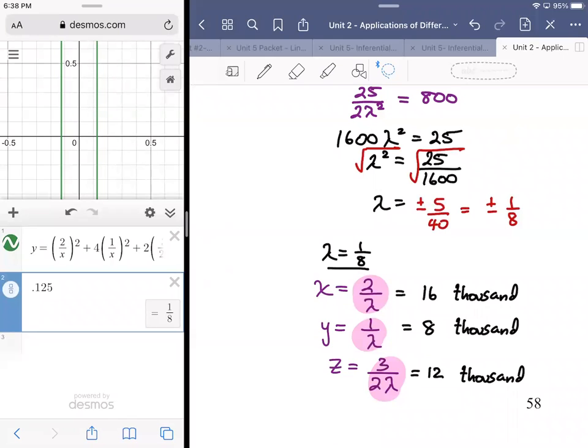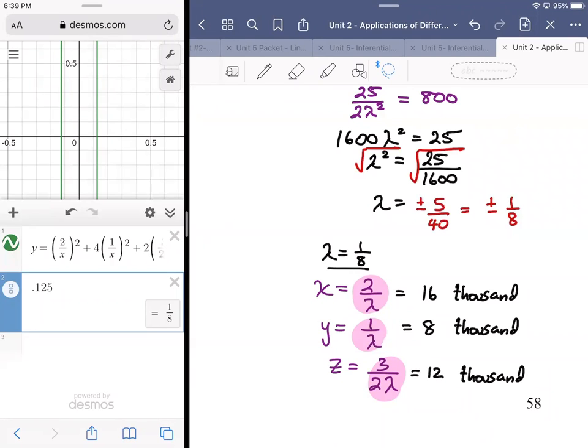Like we're assuming, okay, it's a company that's producing widgets or whatever it is, objects. We don't know what they are, so we don't know what's a lot, what's a little, but we can damn well be sure that the negative value isn't going to make any sense in this context. Because if I plug in a negative 1/8, it's just going to give me negative 16,000, negative 8,000, negative 12,000.